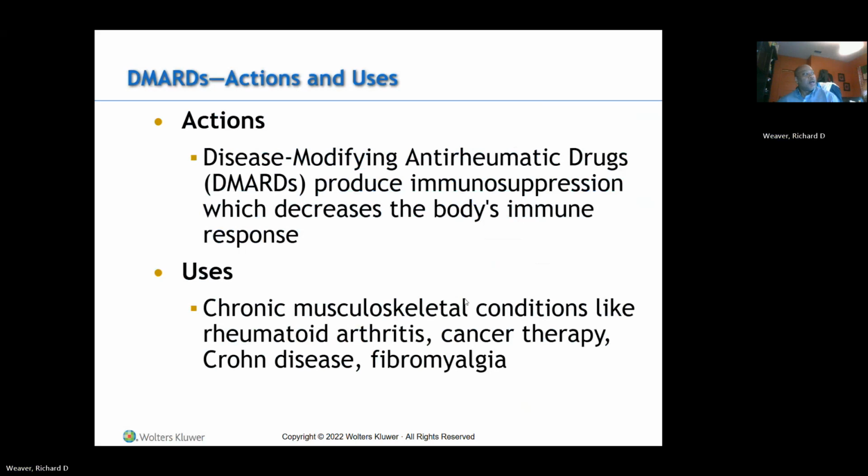All right. Now the DMARDs, as far as actions and uses. So we use this drug to treat, for example, rheumatoid arthritis or some of the autoimmune disorders, even cancer. Now, rheumatoid arthritis, of course, is something we have already discussed as far as med surge, but it is an autoimmune disorder, right, in which antibodies are formed against one's own body.